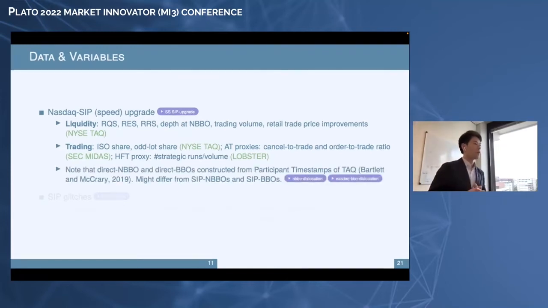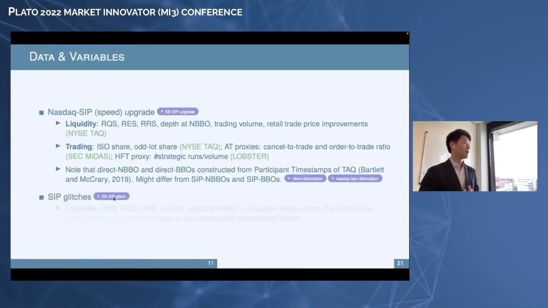Just a quick note on the latency issue. When I compute all those liquidity measures from the TAQ database, I don't use the SIP data timestamps, but the participant timestamps. So that step does not suffer from the latency, because for a message disseminated from one exchange to the SIP, they stamp the message at their own matching engine. And I think this timestamp is more accurate in terms of computing the NBBOs and BBOs.